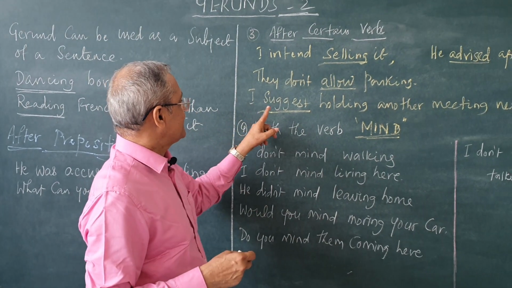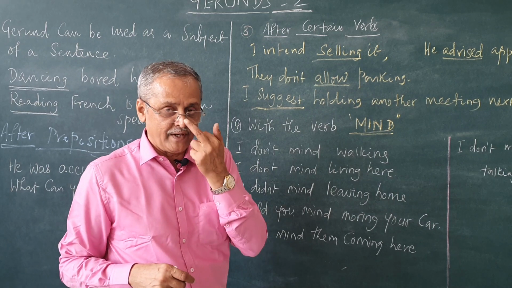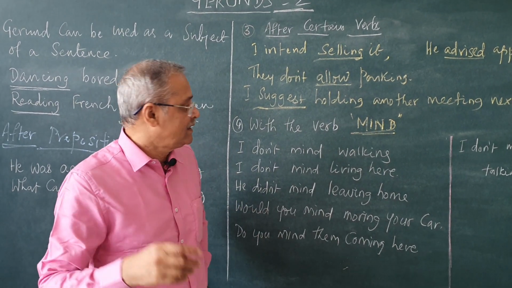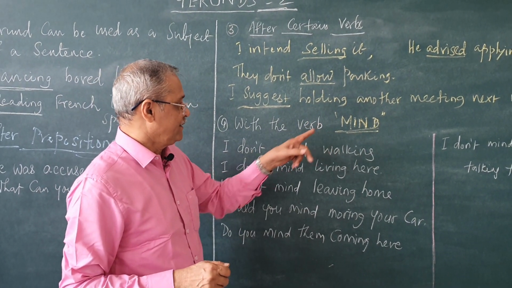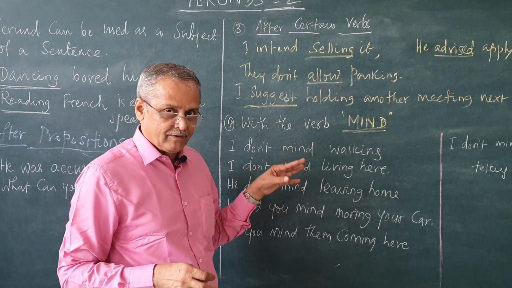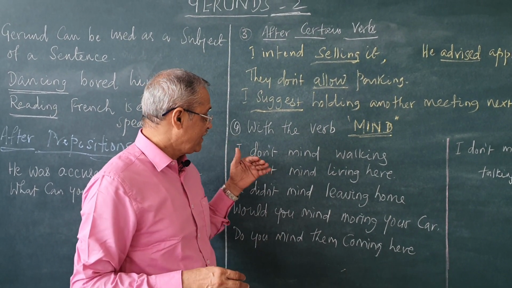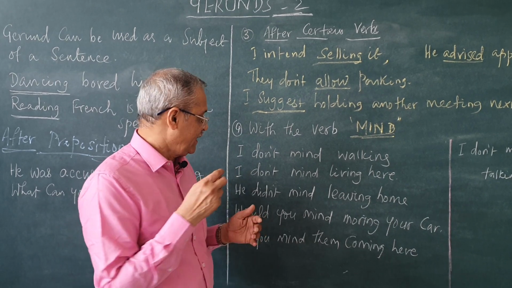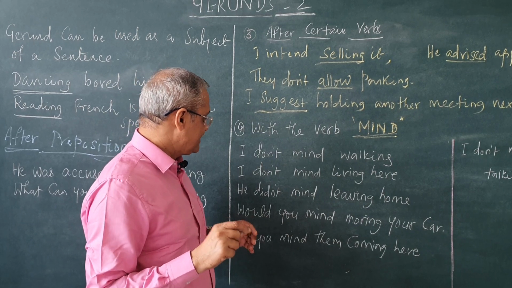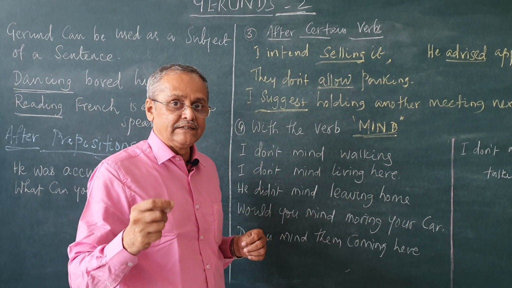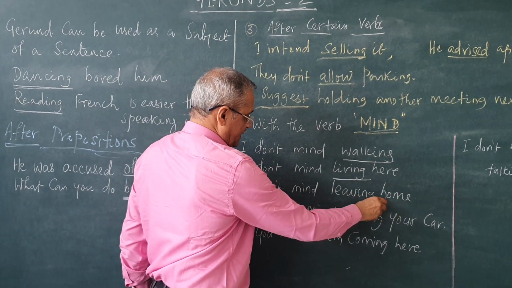Next, I suggest, after suggest also, I suggest holding another meeting next week. Then, with the verb mind, we use gerunds. For example, I don't mind walking, I don't mind living here. He didn't mind leaving home. You see here, walking, living, leaving.